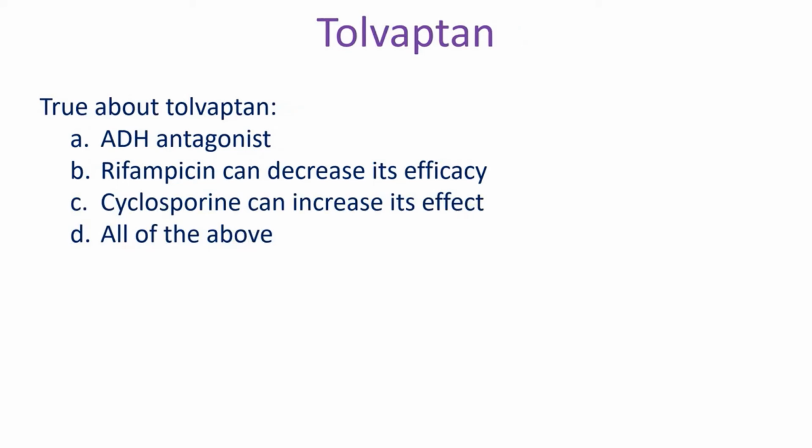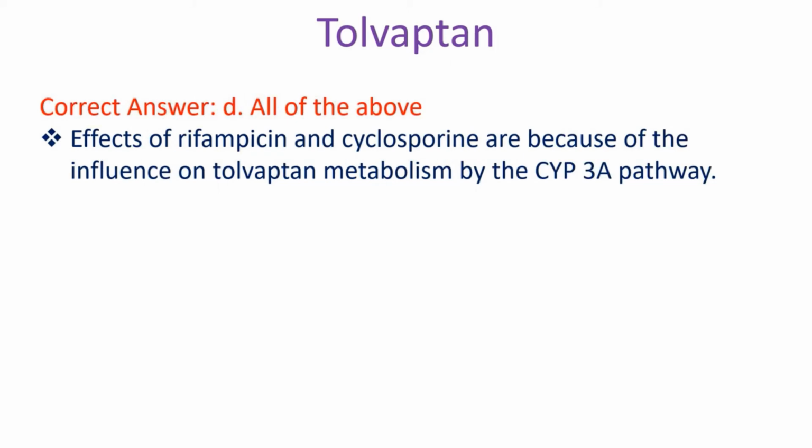True about tolvaptan. A. ADH antagonist, B. Rifampicin can decrease its efficacy, C. Cyclosporin can increase its effect, D. All of the above. Correct answer D. All of the above. Effects of rifampicin and cyclosporin are because of the influence on tolvaptan metabolism by the CYP3A pathway.